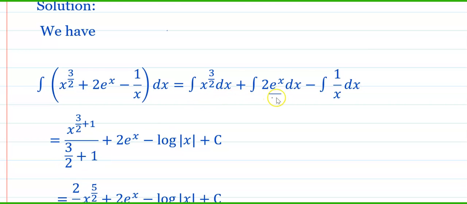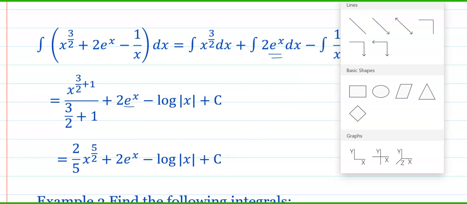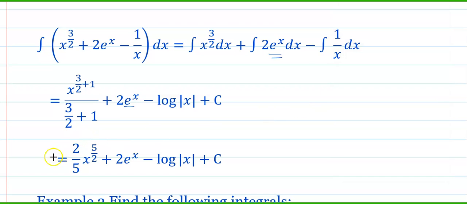The integral of e raised to x, we know, is e raised to x, and the integral of 1 upon x is the log of mod of x plus c. Now simplify this. x raised to 3/2 plus 1 is x raised to 5/2, upon 5/2. Multiplying by the reciprocal, it becomes 2/5 x raised to 5/2 plus 2 e raised to x minus log of mod of x plus c. Okay, and this is the answer.